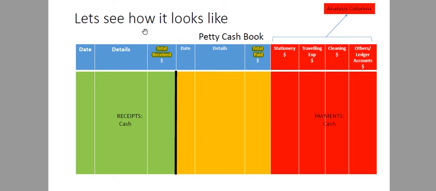Then the petty cashier will have vouchers with him, which are the source document to record in the petty cash book. We'll show you this voucher in a while. And the petty cashier will make payments.